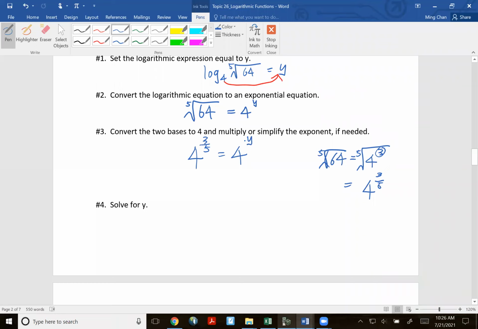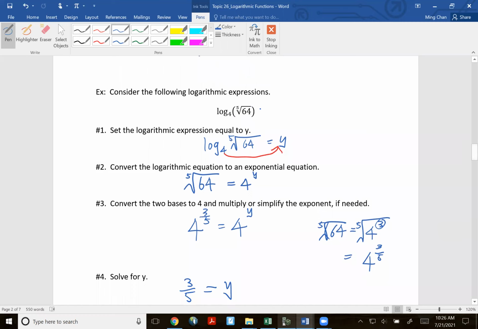So some of these things we learned before, how to convert a radical into a fraction exponent, or rational exponents, come in handy now. So now when the bases are the same, bases are equal, I set the exponents equal to each other. Therefore, y is equal to 3/5. So this entire expression is equal to 3/5. This answer is not logical by looking at your problem.